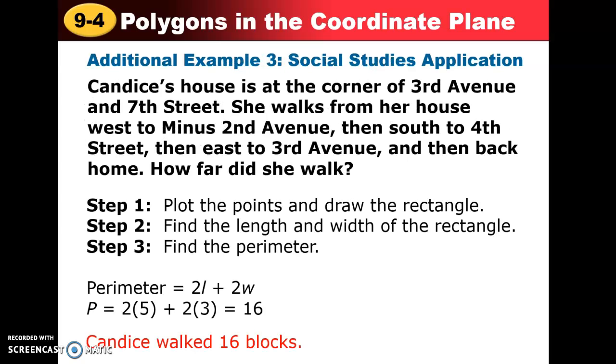Okay, so hang on a second. You kind of have to visualize this. So she starts on 3rd Avenue, 3rd and 7th. So your coordinate point is (3, 7). Okay, she goes west to minus 2nd Avenue, and then south to 4th Street, then east to 3rd Avenue, then back home. So you have to sketch that. And when you do, if you count the distance, the length is 5 and the width is 3. So when you work that out, you get 16. So she walked a total of 16 blocks.